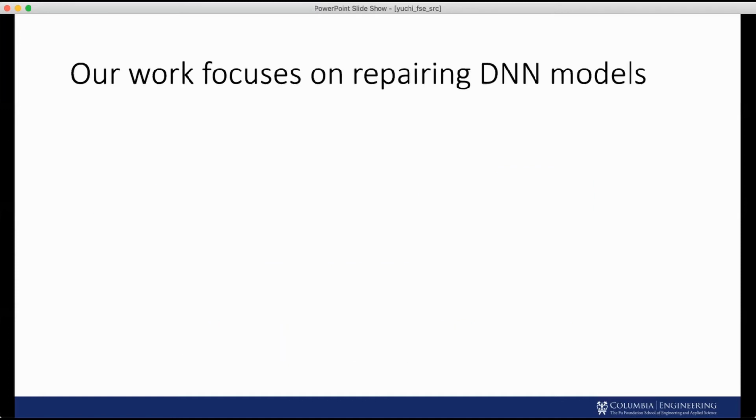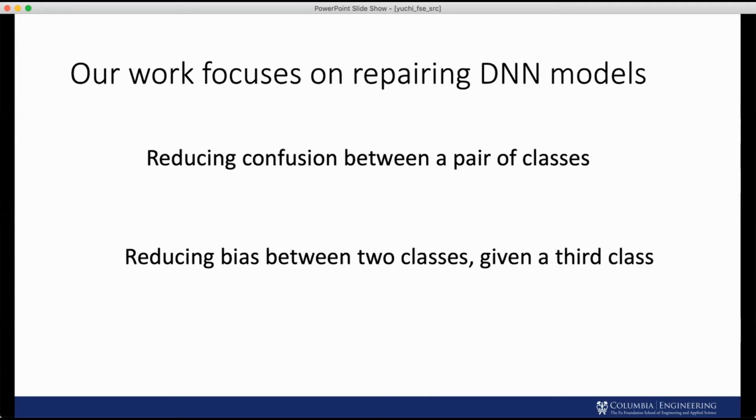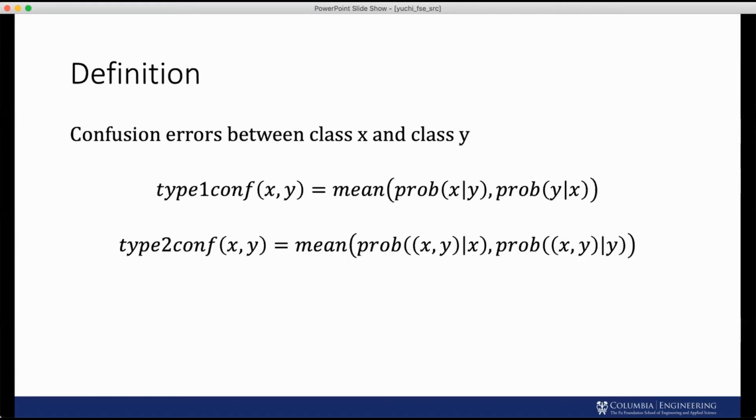Our work focuses on repairing DNN models. First, to reduce confusion between a pair of classes. Second, to reduce bias between two classes given a third class. Here is the formal definition of confusion and bias errors. Confusions are the probability of misclassification between class X and class Y.